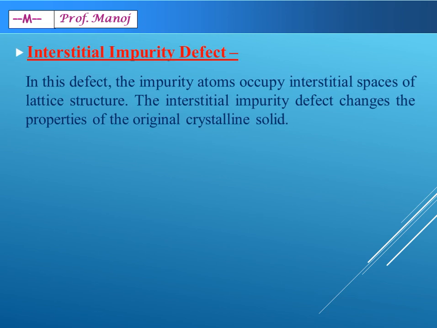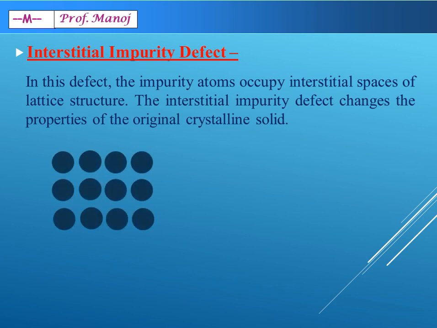Let us come to another substitutional defect which is called interstitial impurity defect. In this defect, impurity atoms occupy interstitial spaces of lattice structure. The interstitial impurity defect changes once again the properties of the original solid.